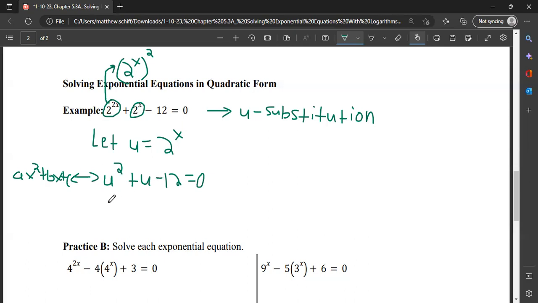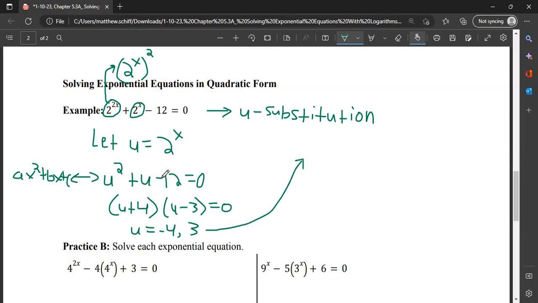We can factor it. This is U plus 4 times U minus 3 equals 0. And so u equals -4 or +3. Now we're not done yet because we have to solve for x. What we just did is solve for u.